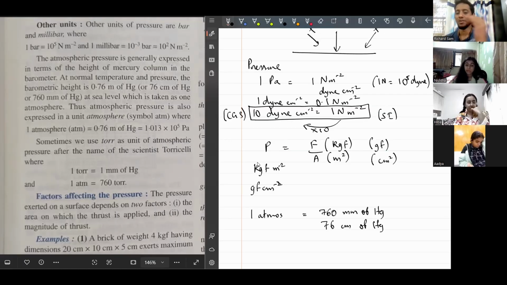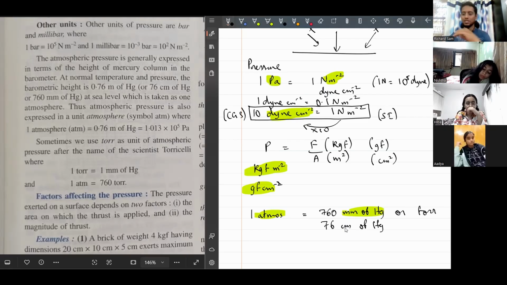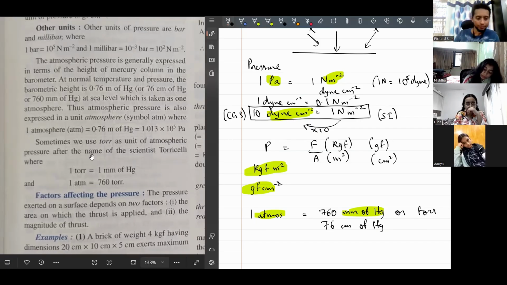So all of these are different units for pressure. How many units have we seen till now? We saw Pascal, so Newton per meter square, dyne per centimeter square, kgf per meter square, gf per centimeter square, atmosphere, mm of mercury. And this mm of mercury can also be taken as something called torr. They are the same. So 1 torr is equal to 1 mm of mercury. So these are all the different units for pressure. Note these down.